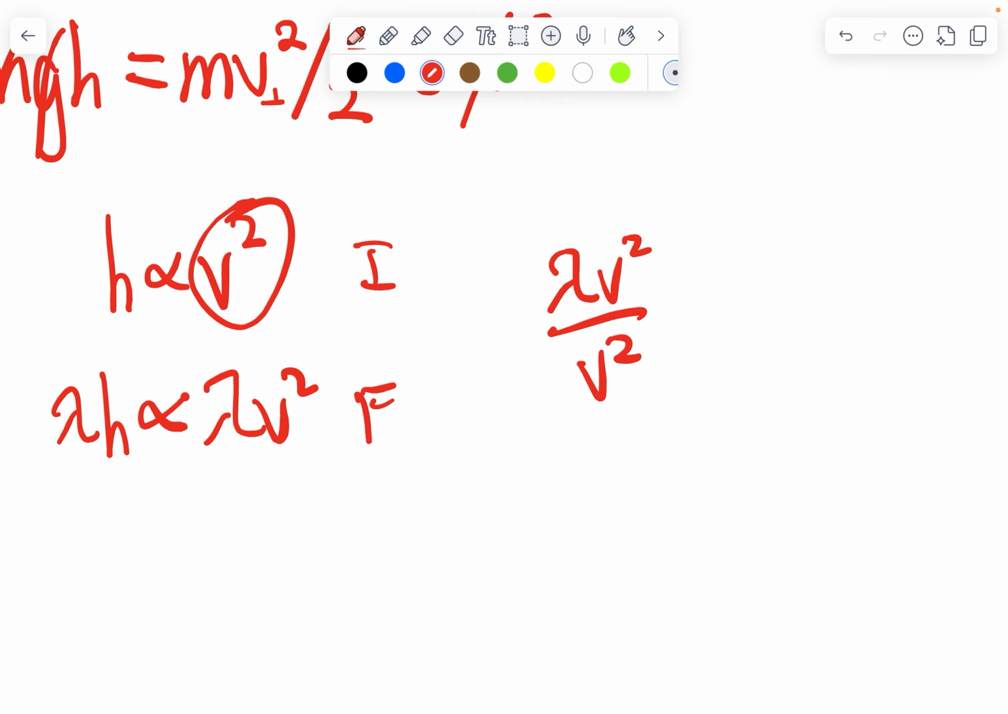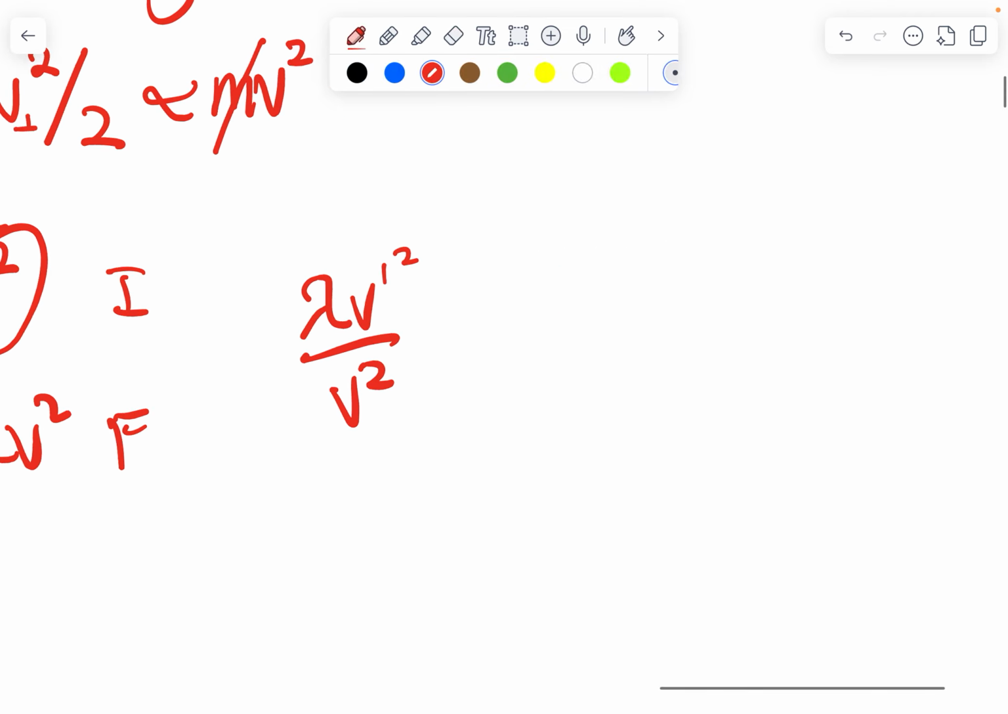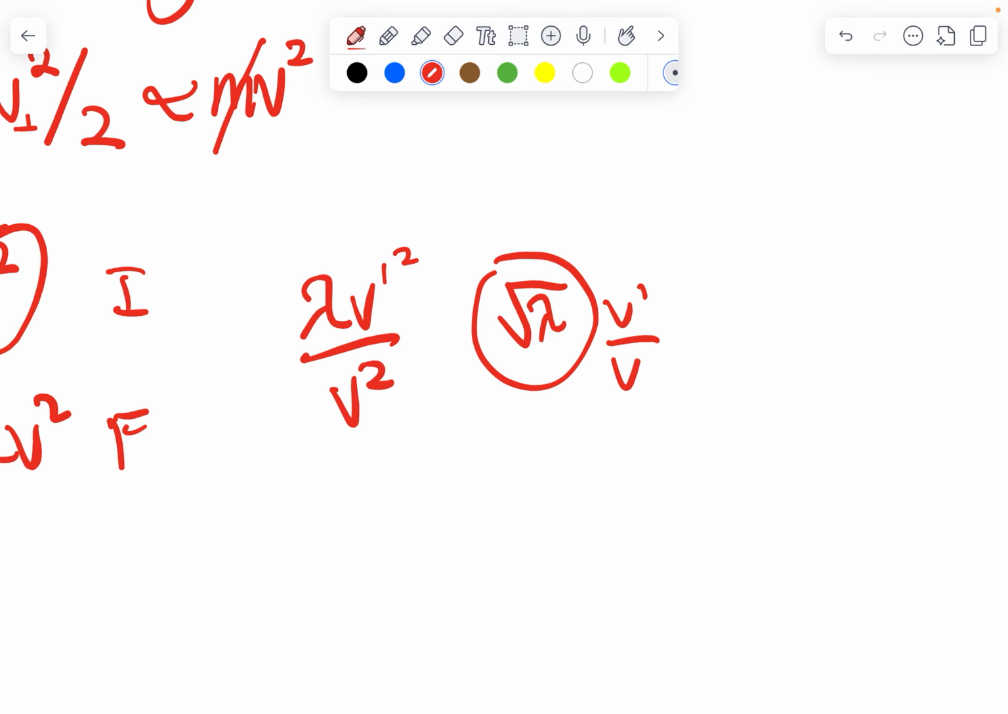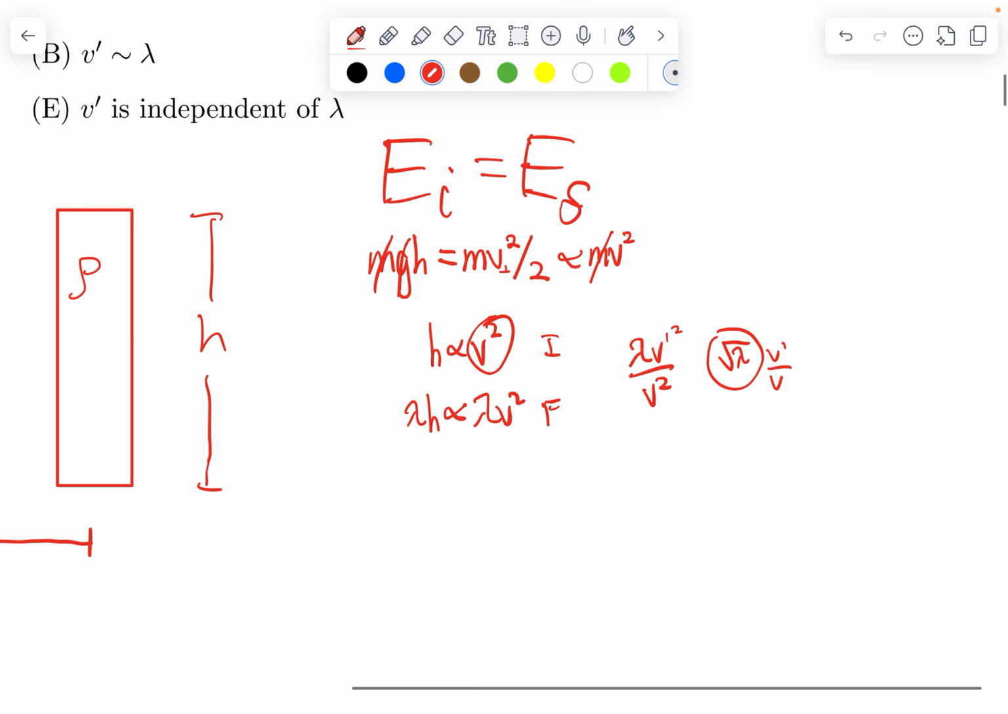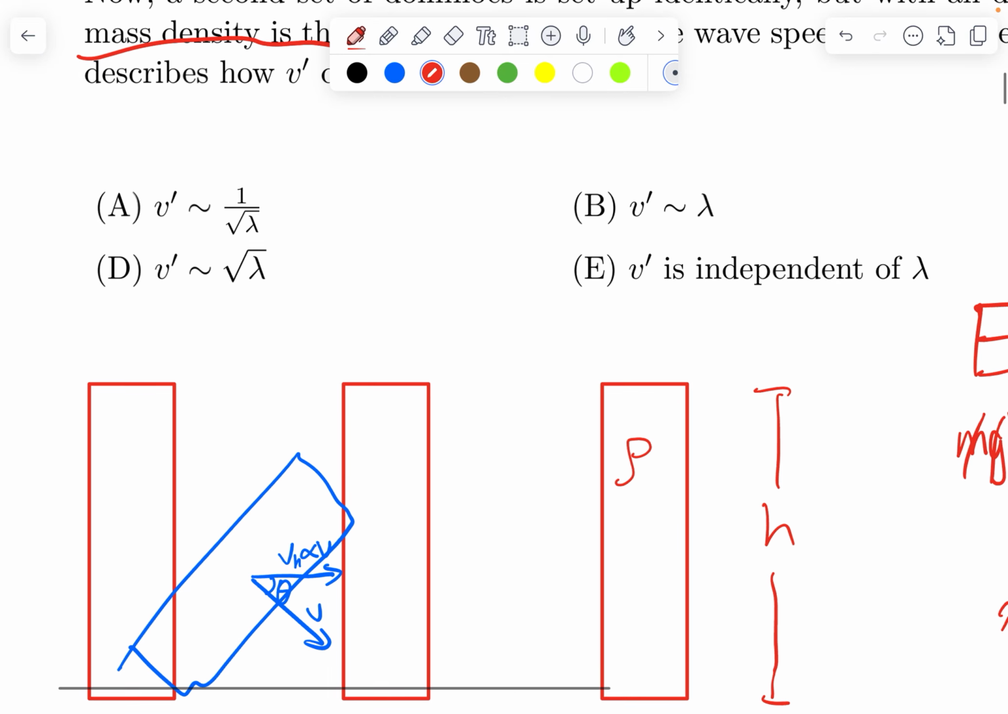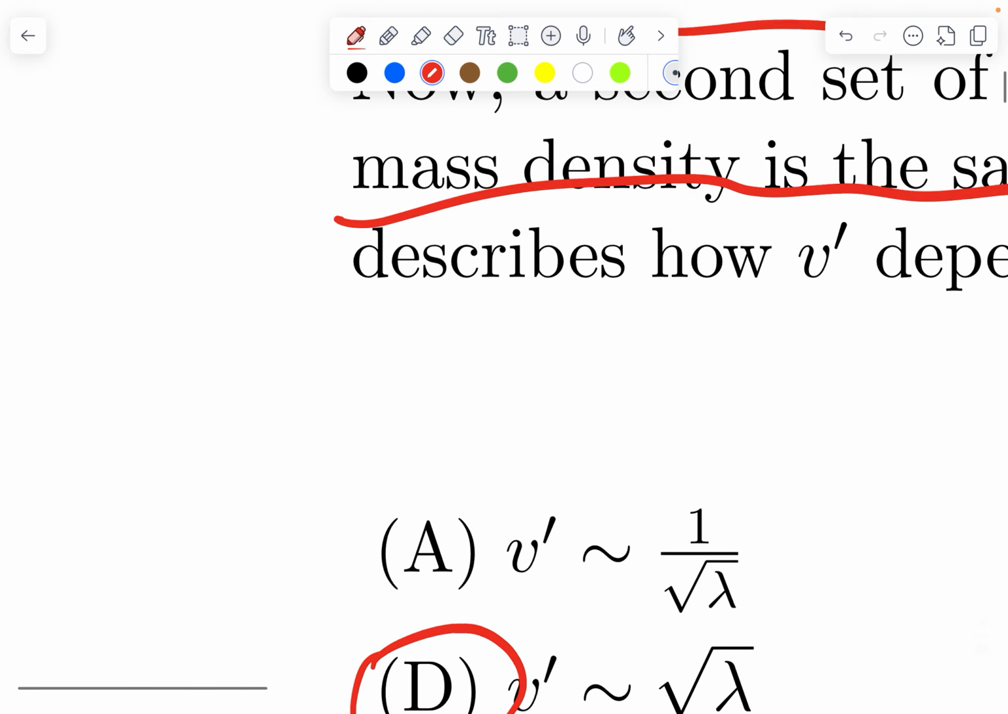And now the ratio of the final to the initial is going to be lambda v squared over v squared, right? But then you have to square root it because it's squared. So after you square root, v prime over v is the square root of lambda. So it's going to be scaled by square root of lambda. So the answer is going to be D.